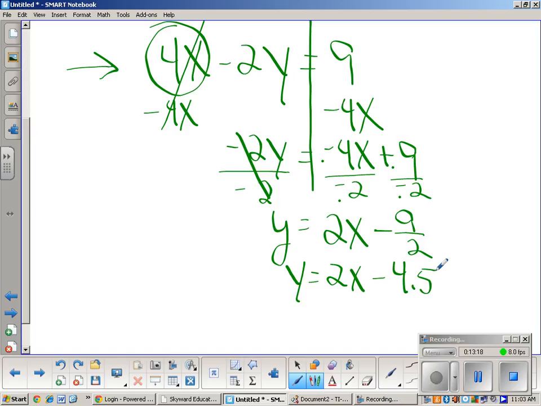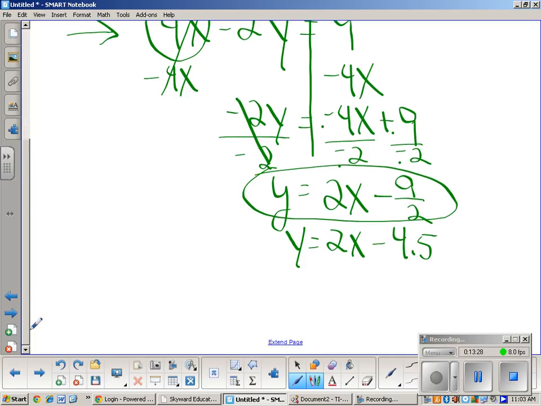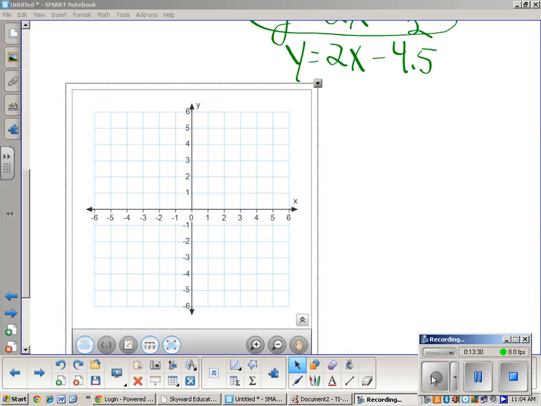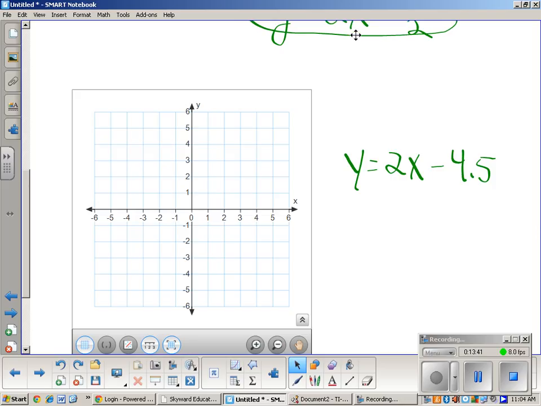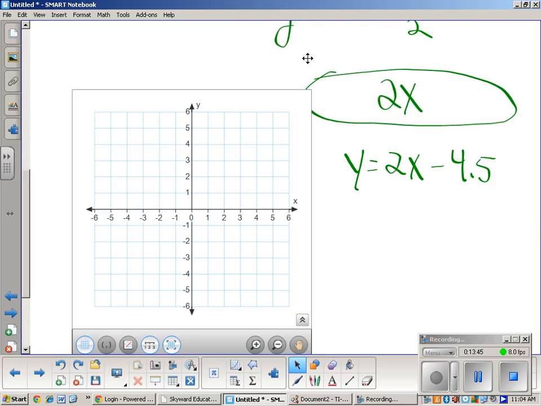This is the format that you'll probably see it in. And then we can go ahead and graph that. So let's go ahead and graph that real quickly. Okay, I've got a coordinate graph up there, so let's go ahead and graph that. Now I've got, let's select these and see if I can get these all to come down over here nice and neat.